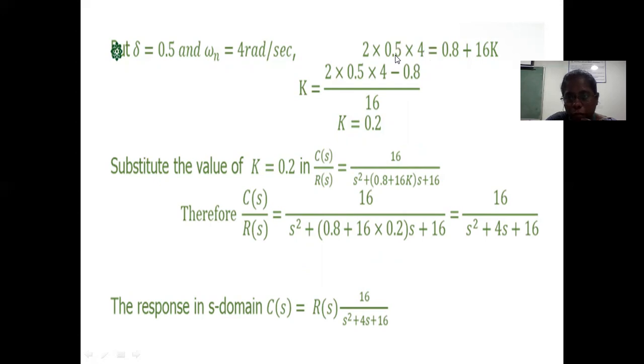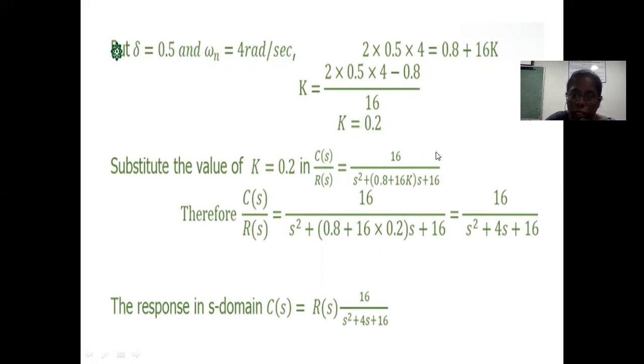So just substitute that eta value as 0.5, and omega n value, which we just found to be 4.8, in the equation plus 16k. So this is the equation we already got. Now by simplifying this equation, we are getting our k value to be 0.2.